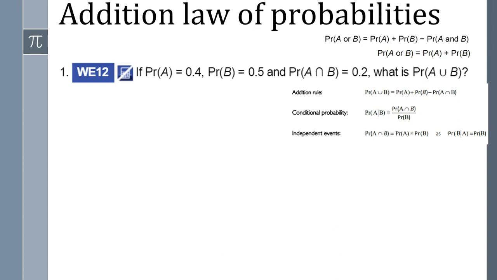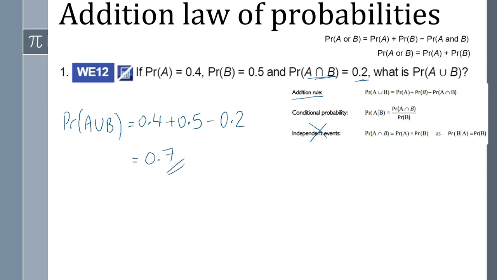Now, we can see there that there's an A and B of 0.2, so they overlap, they are not independent. So we're not using this, we're going for one of these two, and we're going to go for the addition rule. So we want to find the probability of A or B. We've got the probability of A, that's 0.4, probability of B is 0.5, and the probability of A and B is 0.2. Okay, so 0.4 plus 0.5 is 0.9, minus 0.2 is 0.7. So the probability of A or B occurring is 0.7.